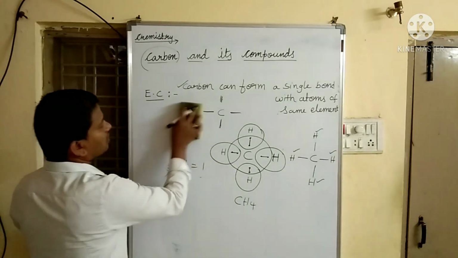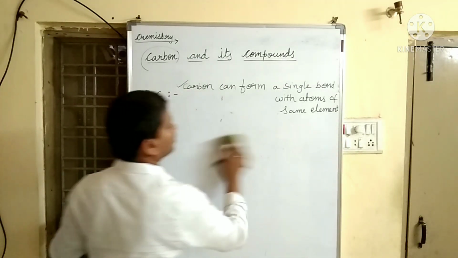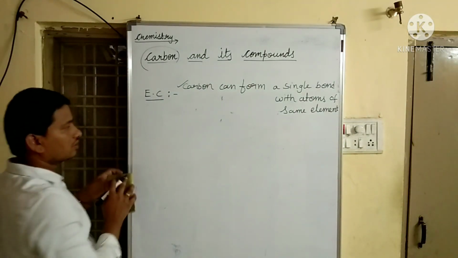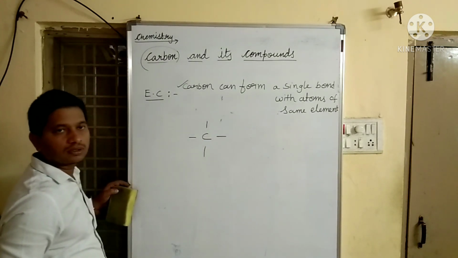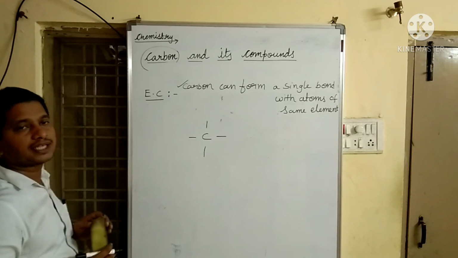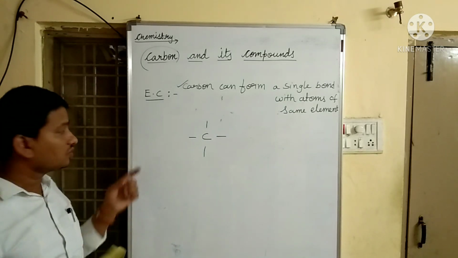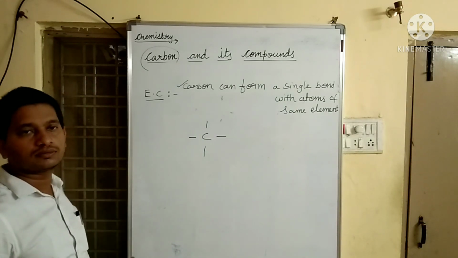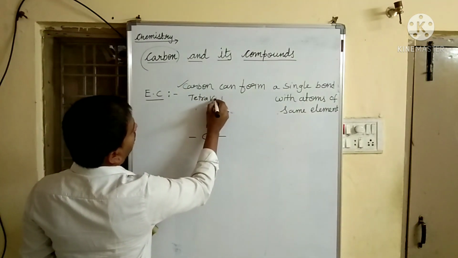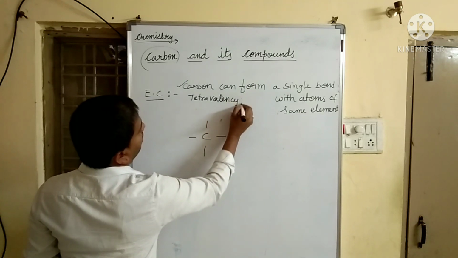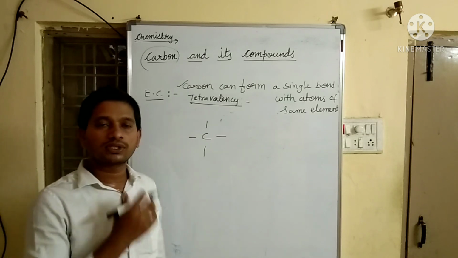Let me see. Suppose carbon 1, 2, 3, 4. Because it has tetravalency, it has to share 4 electrons with other atoms. So tetravalency, this word is important. Carbon has to share 4 electrons with the other atoms.